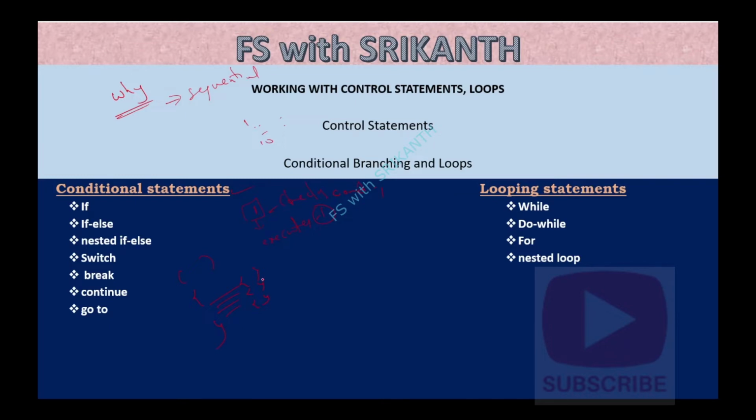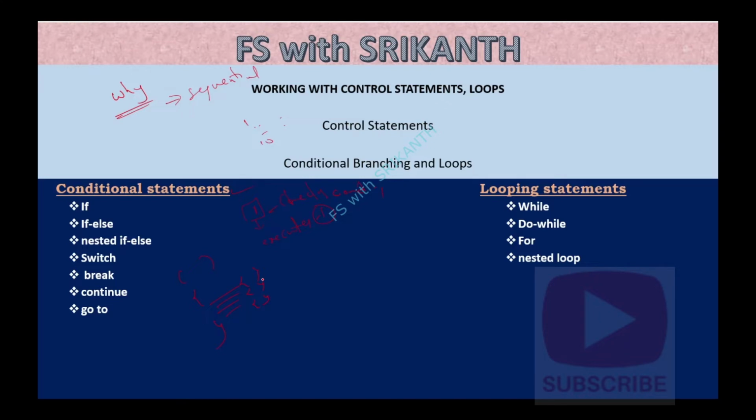Conditional statements support random execution, and they check the condition. If the condition is true, it executes some statements. If the condition is false, it executes other statements. So we can divide our statements into true statements and false statements. In this way we can execute.